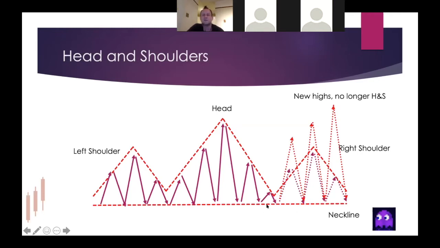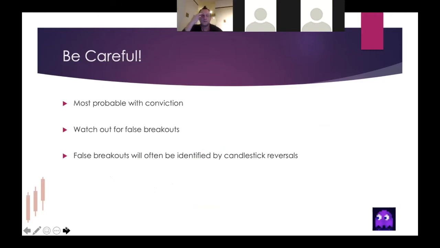Okay, so what we want to do is wait for this shoulder to form and wait for the breakout to happen around the neckline. Again, the neckline is this horizontal trend line, which is the lower bound of the market action here. So when you see a breakout, it's going to be around the neckline, okay, not up here somewhere. Be careful, because this is most probable with conviction.